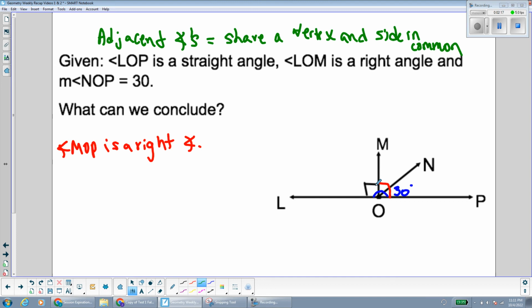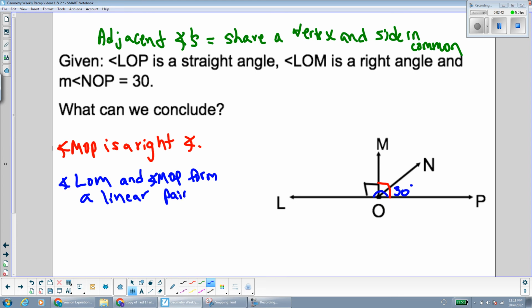When we have two angles like LOM and MOP that are both supplementary and adjacent, we say that they form a linear pair. I'm going to write that down. Angle LOM and angle MOP form a linear pair. Once again, a linear pair are two angles that are both supplementary, they add to 180 degrees, and adjacent. They are connected, attached, or right next to each other.